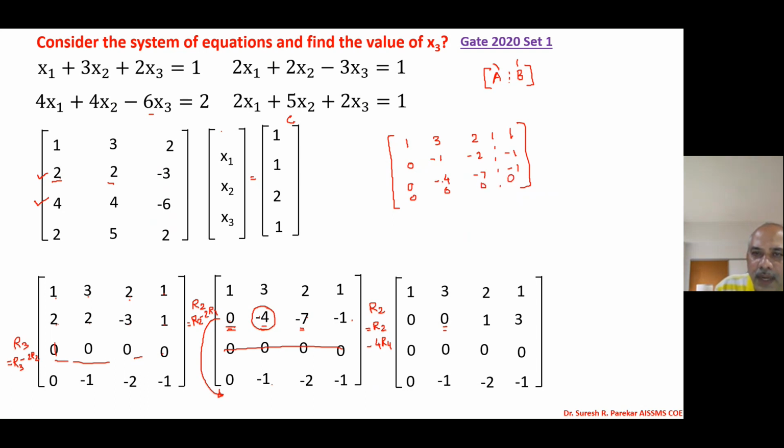Now we are going to make the upper triangle 0, and therefore we have to make this 0. By using this, you can have R3 equal to R3 minus 4R2. And then automatically you are going to get this. If we go through this, 1, 3, 2, then we have 1, 0, minus 1, minus 2, minus 1, and then this becomes 0.